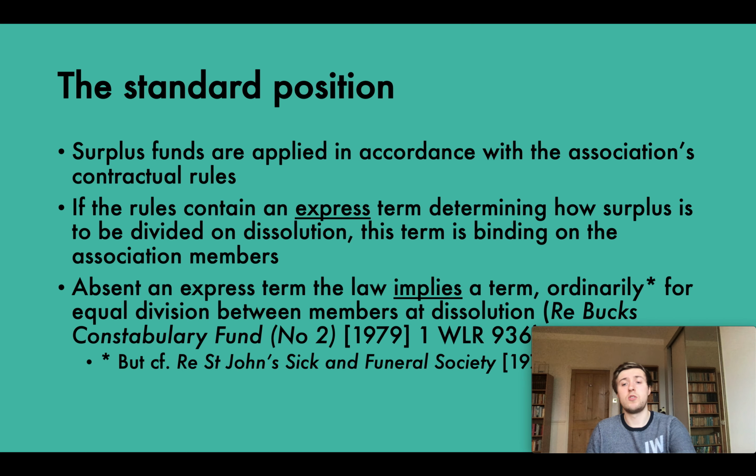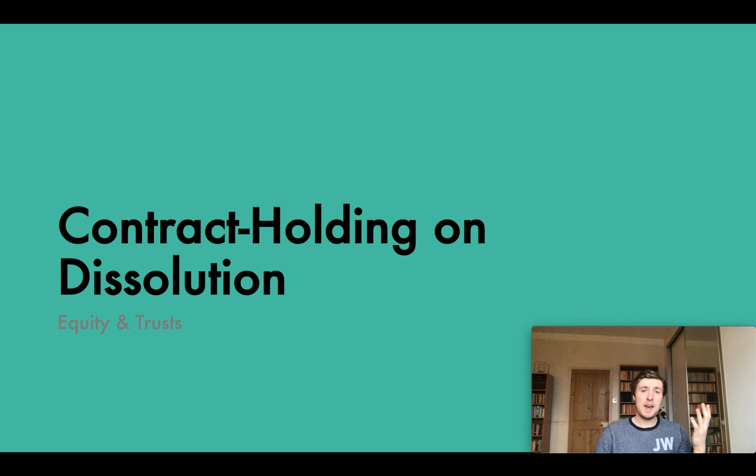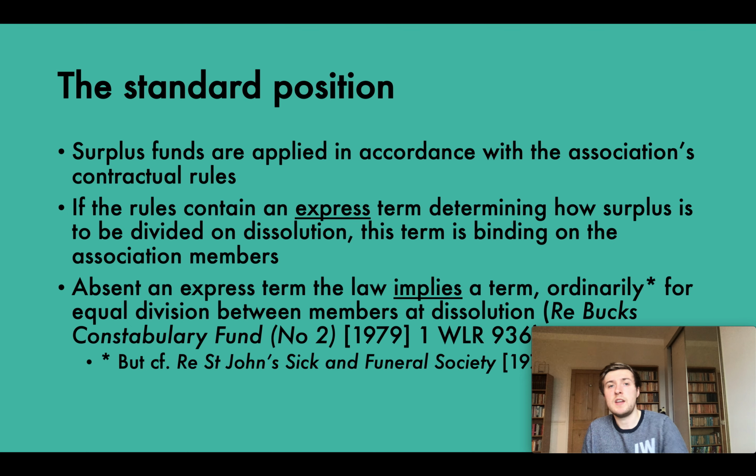So what happens to funds held on contract holding theory pre-dissolution when the association dissolves? There might be £10,000 worth of assets under the contract holding theory. So where do these funds go once the association collapses? Now, the standard position is that surplus funds are applied in accordance with the association's contractual rules. So it might be that the association's rules dictate how the money should be divided on a dissolution.